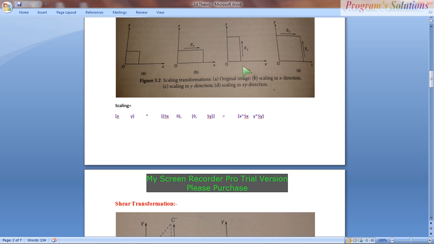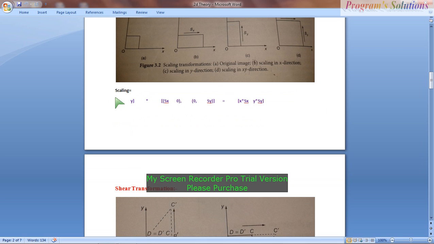For the scaling operation we use this formula. This represents every coordinate of the rectangle. This represents the scaling matrix, which is a 2 by 2 matrix. Here sx represents the amount by which we have to scale the x coordinate, and this represents the amount by which we have to scale the y coordinate. This is the resultant image.